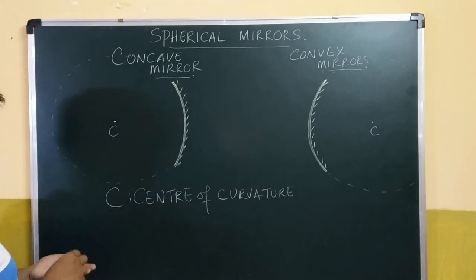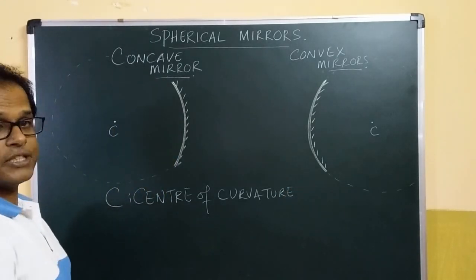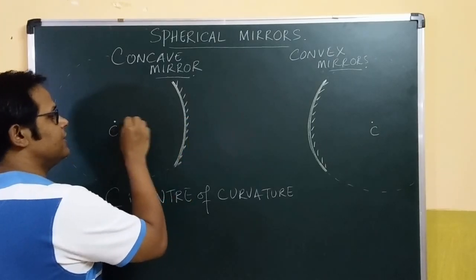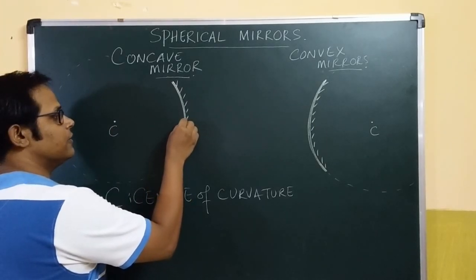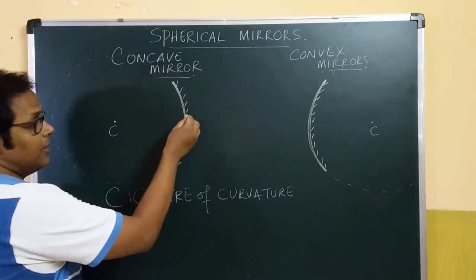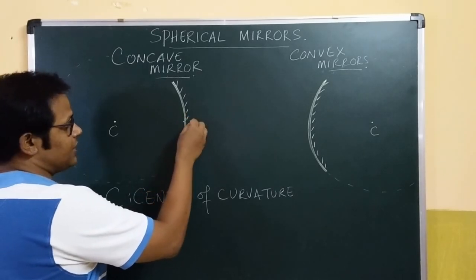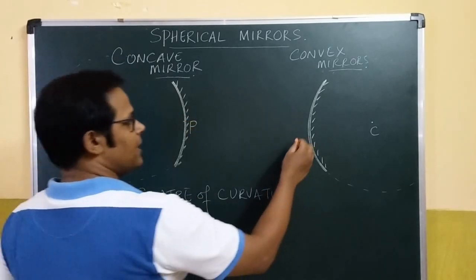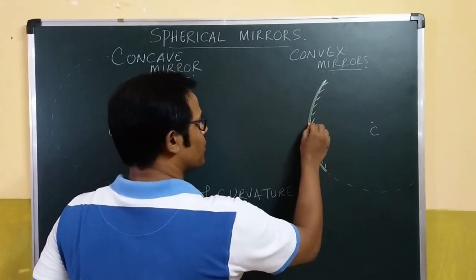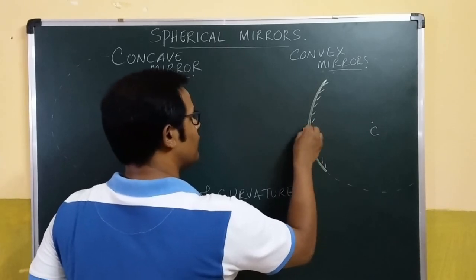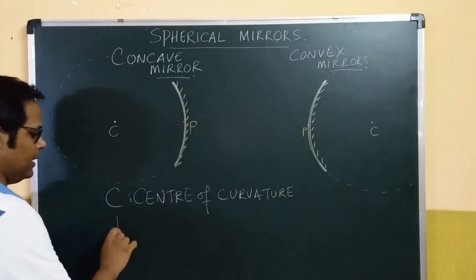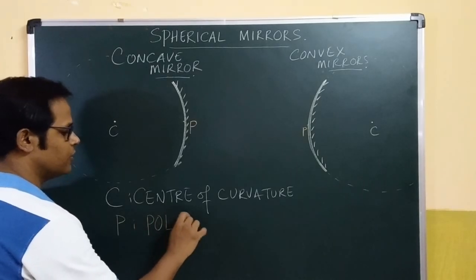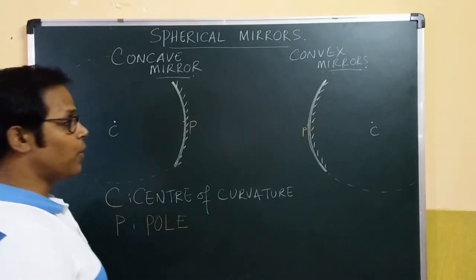Right? Okay, good. Another very important point about these mirrors is that there is a midpoint lying on the reflecting surface. The midpoint lying on the reflecting surface is denoted by capital P. In the same way for convex mirrors, the midpoint lying on the reflecting surface is denoted by P, and that P stands for the pole of the mirror. That is called the pole of the mirror.